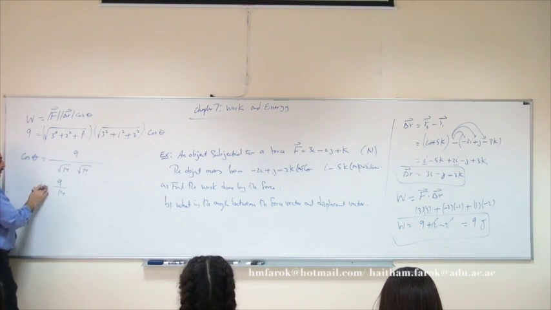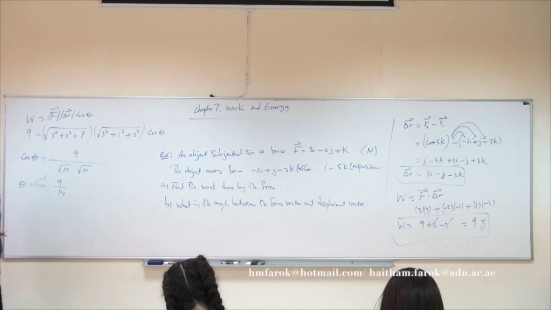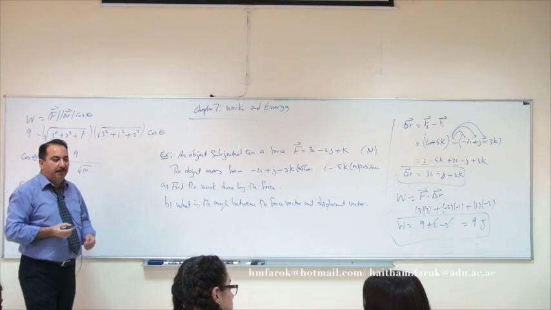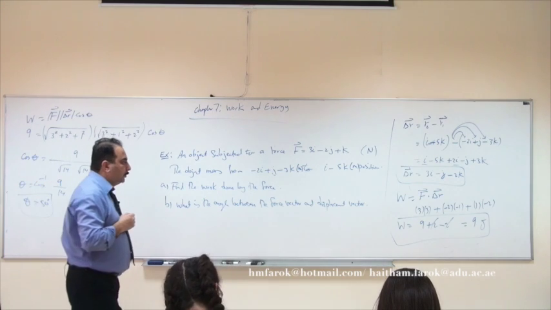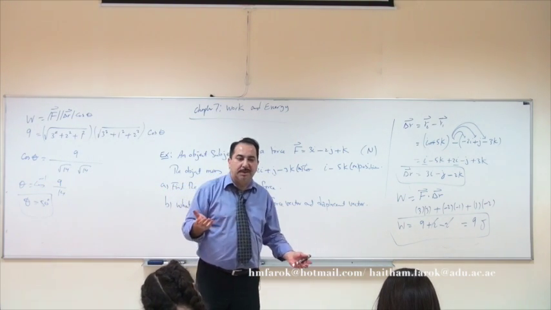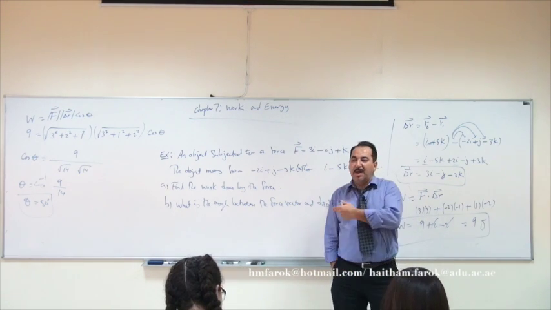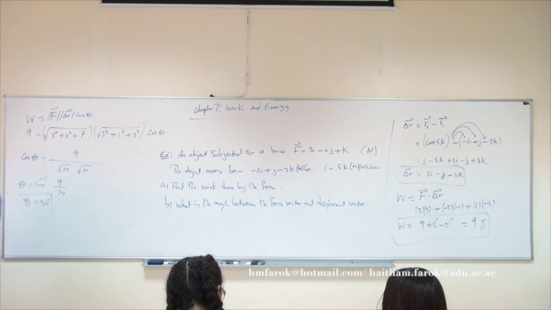And take the inverse. Theta is cosine inverse. 50. So the angle is 50 degrees between F and delta R. All right? So this is how we find work. Sometimes by vectors, sometimes by magnitudes. And of course you can find the angle between them as well.